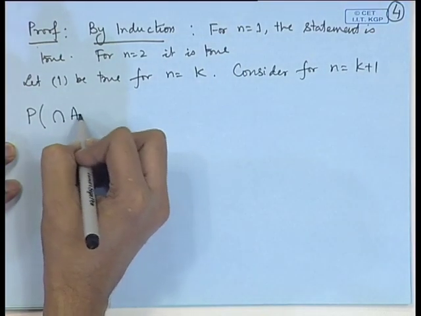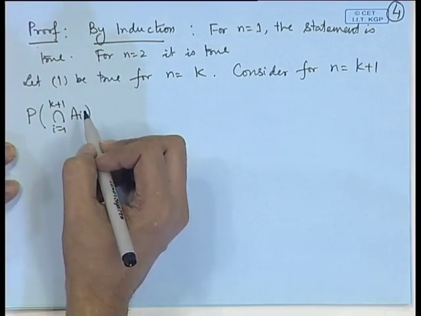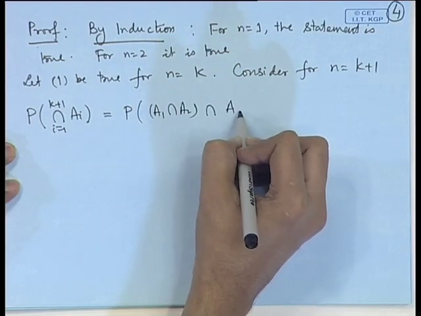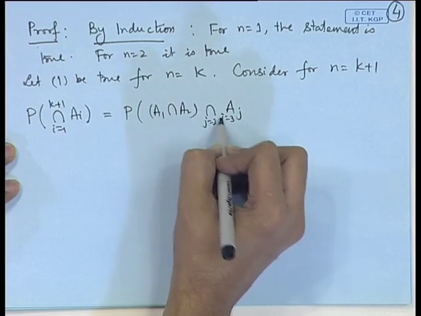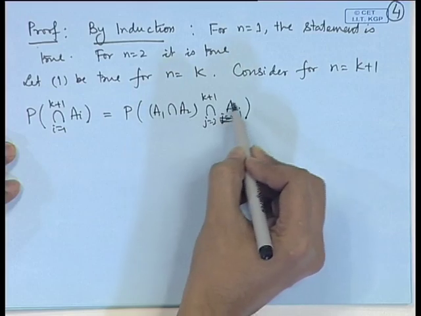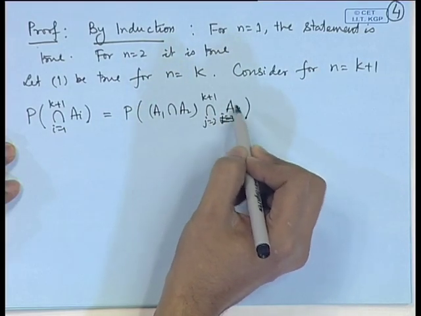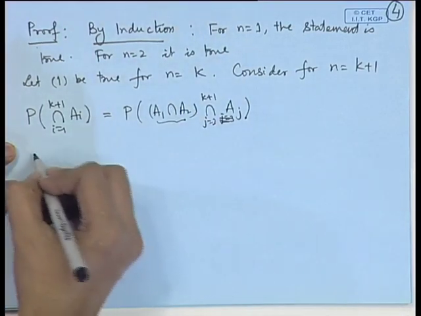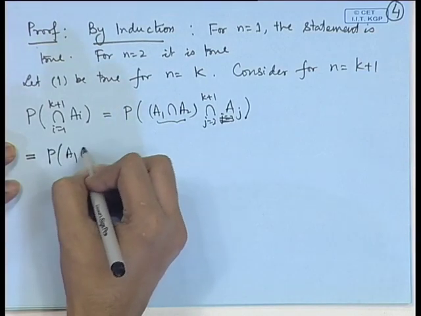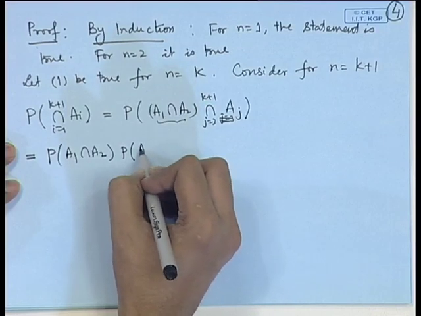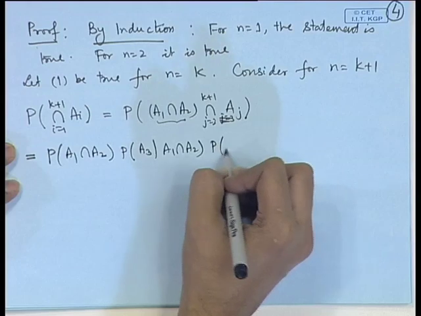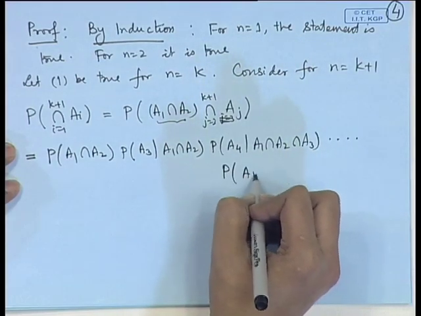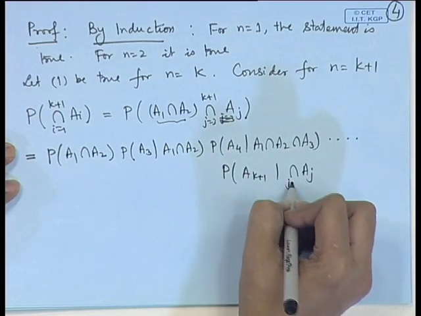So, probability of the intersection of Ai, i equal to 1 to k plus 1. Now, this one we can express as probability of A1 intersection A2 intersection Aj, say j is equal to 3 to k plus 1. Here, in the intersection, these are k minus 1 sets and this is 1 set. So, this is total k sets, and we have made the assumption that the statement is true for k. Therefore, we can write it as probability of A1 intersection A2 into probability of A3 given A1 intersection A2 into probability of A4 given A1 intersection A2 intersection A3, and so on up to probability of Ak plus 1 given the intersection of Aj, j is equal to 1 to k.